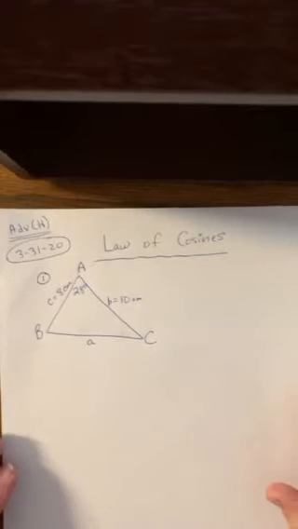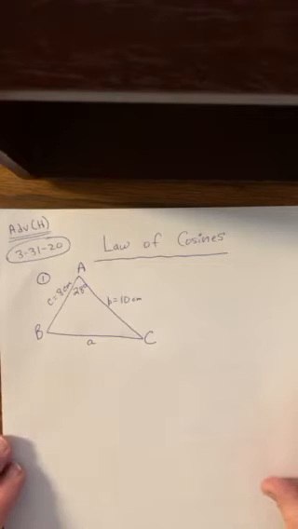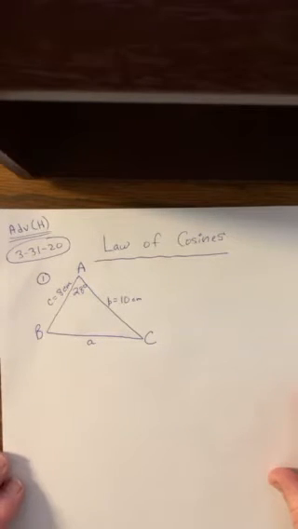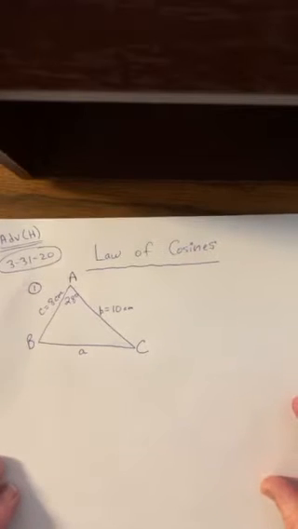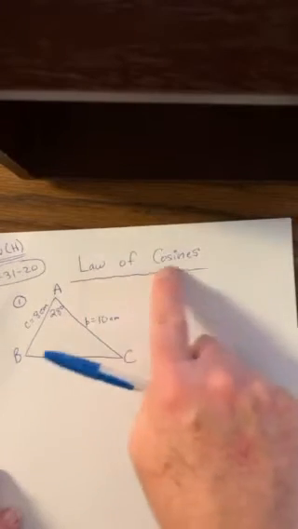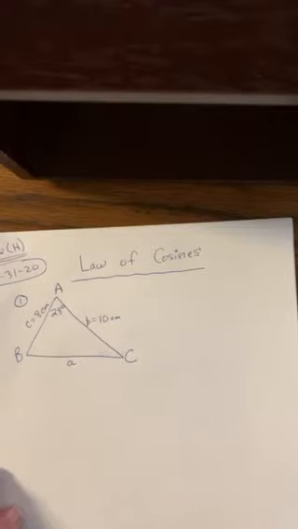Okay, guys, it's Tuesday, March 31st. This is Advanced Math Honors, Mods 2, 3, and 4. If you'll remember, yesterday we covered a topic called the Law of Sines. Today, we're going to move on and cover a topic called the Law of Cosines.